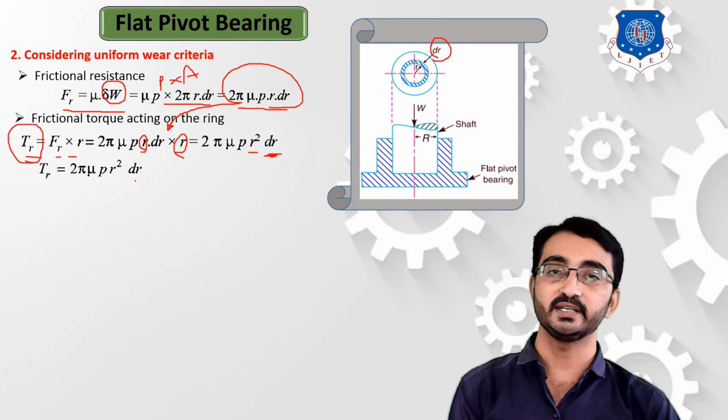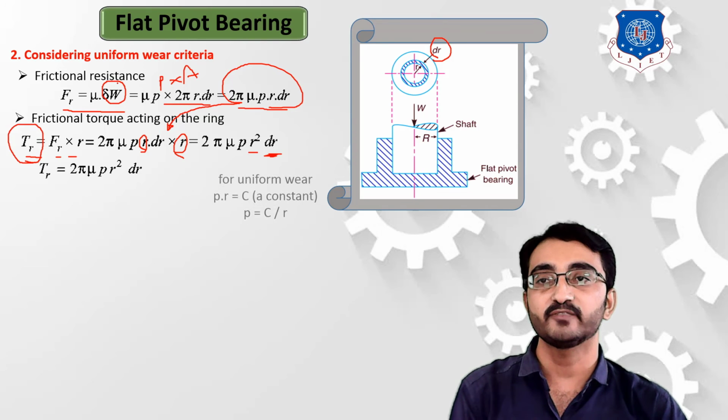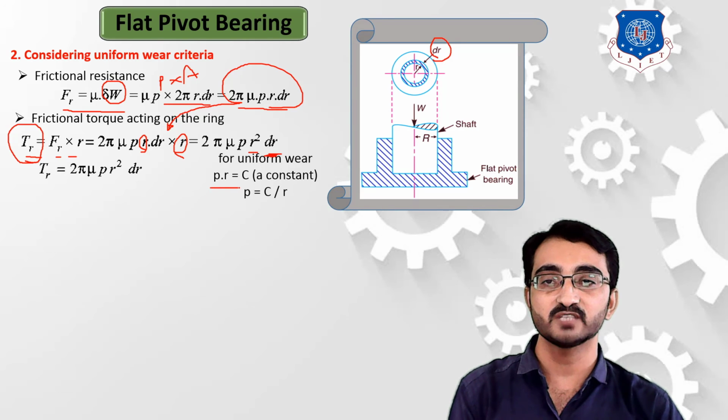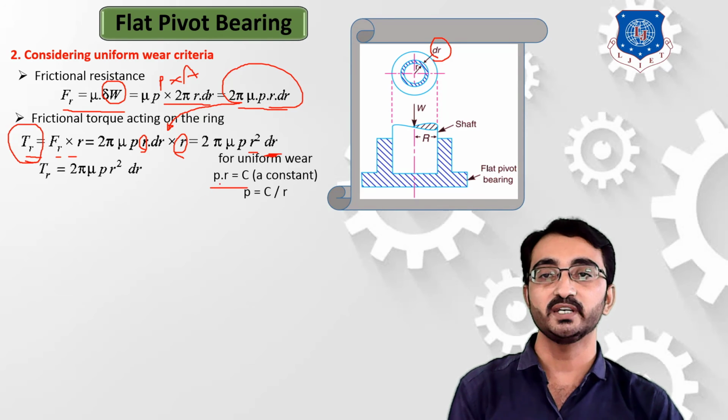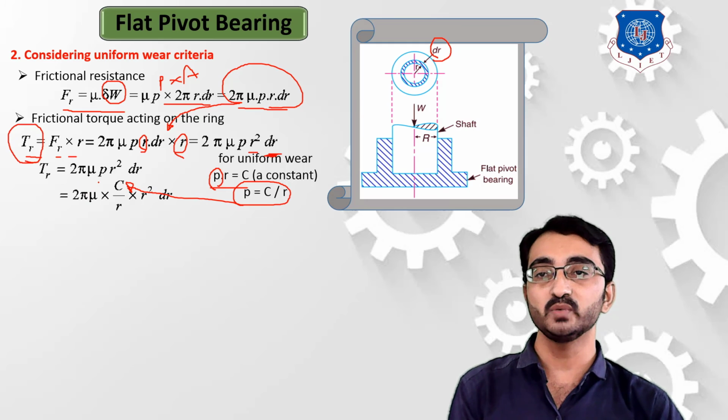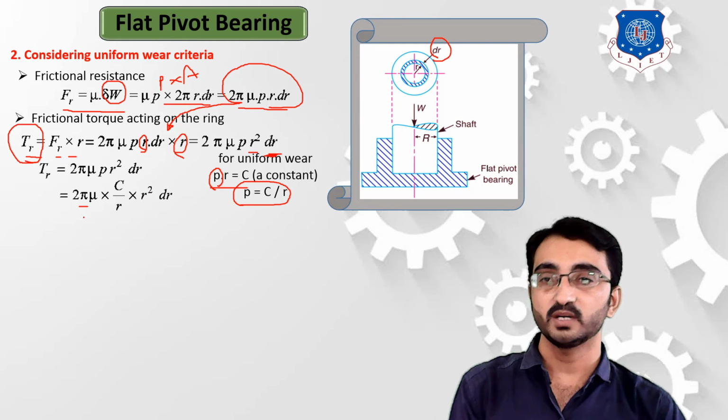Now again simplifying this equation, we can simply write down that Tr is equal to 2 pi mu P R square dr. Now we know that for uniform wear criteria we have learned that the pressure into radius will be always constant. So over here we can derive the equation for pressure, that is equal to constant by the radius. So we can put this equation of pressure in this torque equation. So we can derive this equation as 2 pi mu into C by R into R square dr. So now we can derive the final equation as 2 pi mu C into R dr.